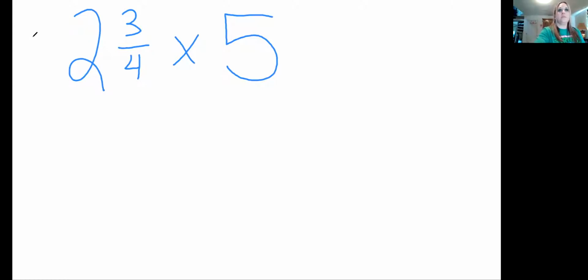How do we do that? Well, let's multiply the denominator times the whole number and add the numerator. So what is 4 times 2? Well, that's 8. And 8 plus 3, 8, 11/4.